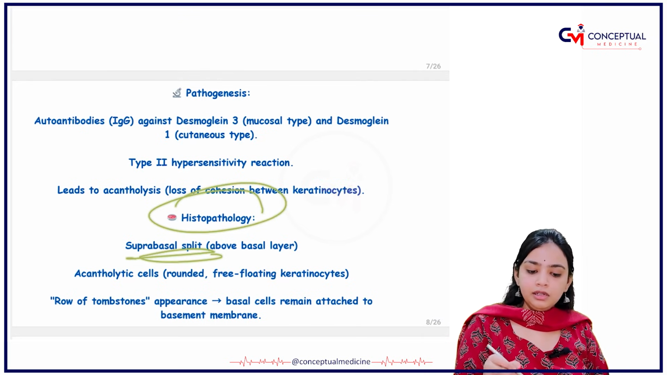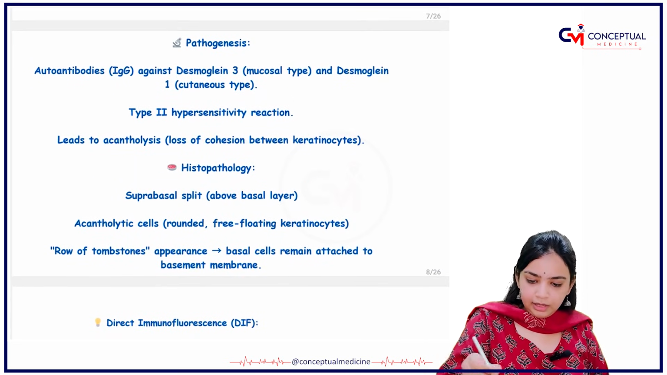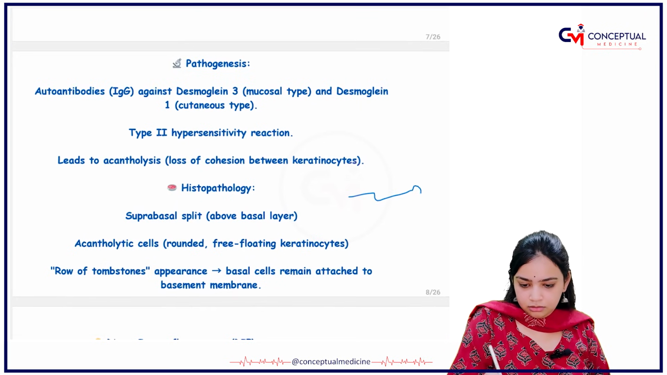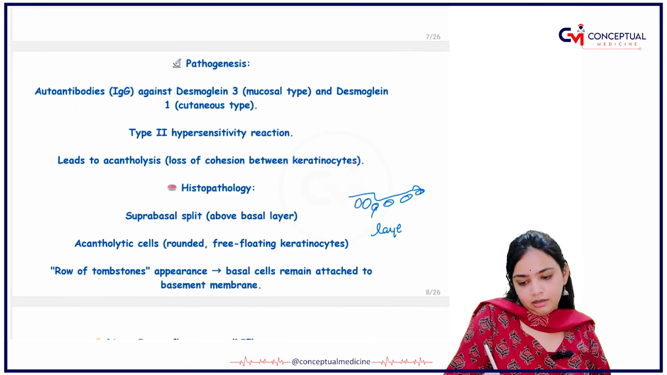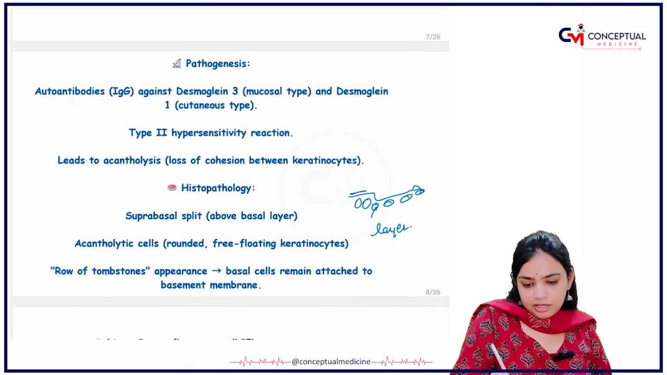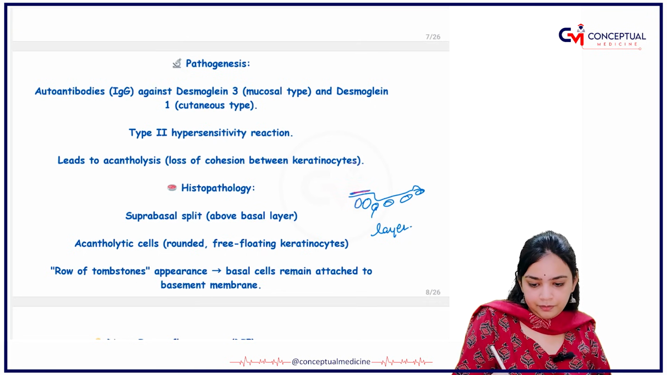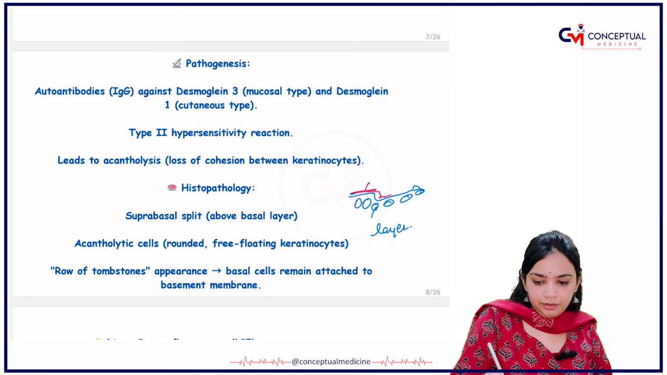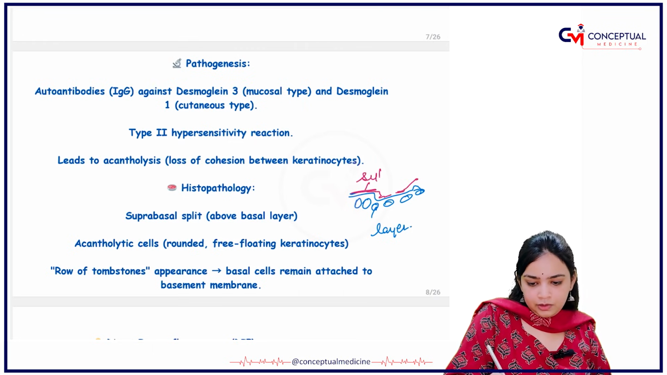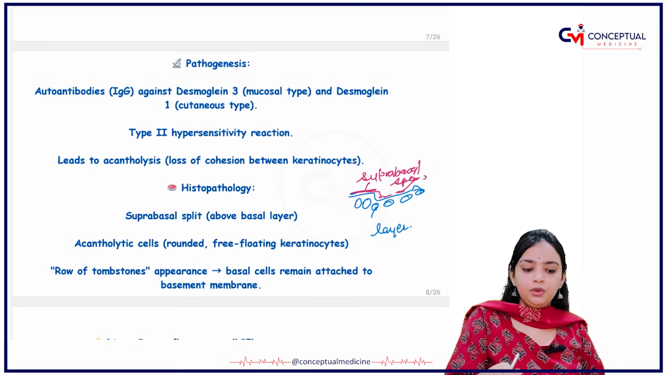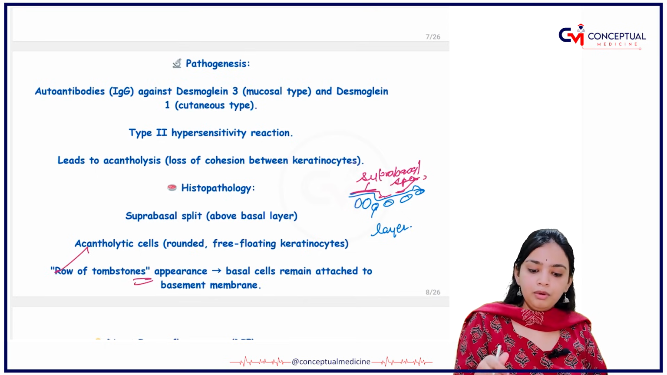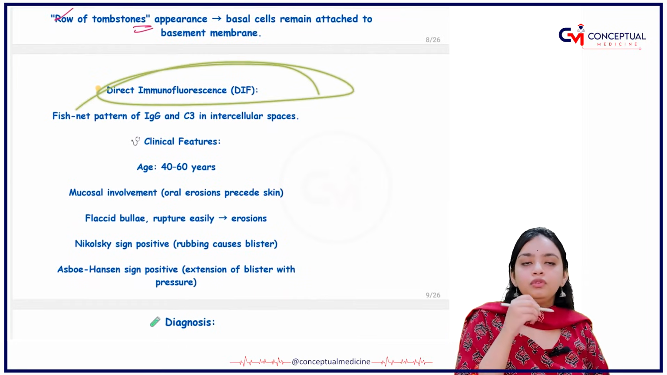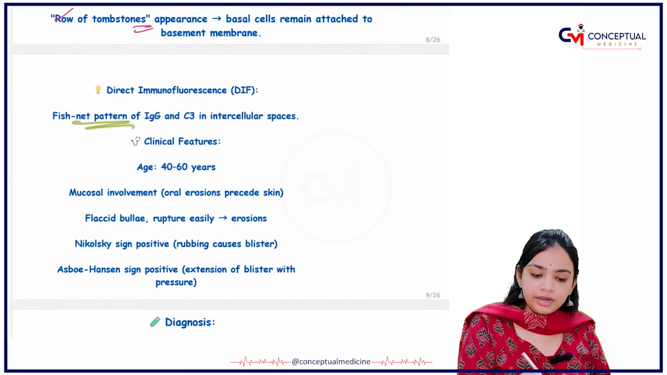Histopathology, there is a suprabasal split, okay. If this is the layer, and this is the super layer, there is what? Suprabasal split that we are able to appreciate, and there is something called a row of tombstones appearance. In the direct immunofluorescence, you are able to appreciate a fishnet pattern.